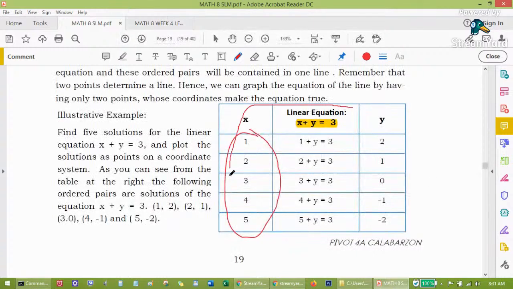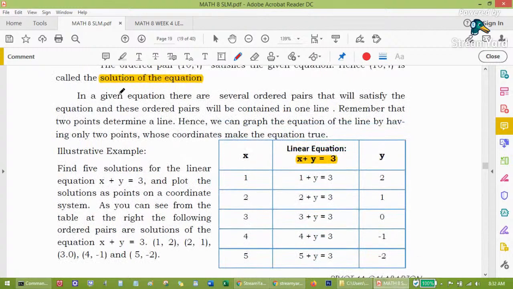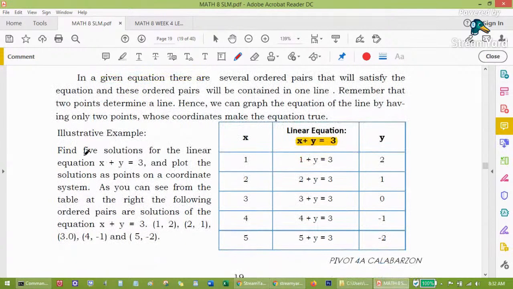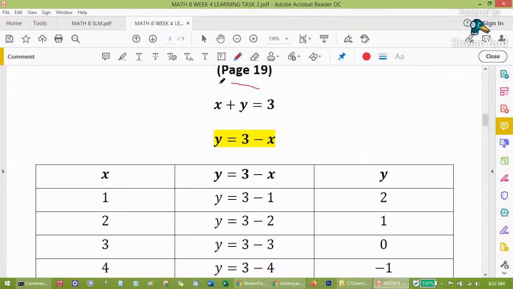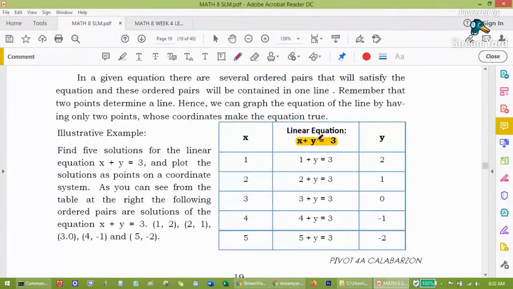So, ganun sinagutan to, no? According to the book. That's how you get the solution of the equation. So, dito, pinahanap sa atin, 5 solutions. So, binigay niya is 1, 2, 3, 4, 5. And then, paano natin nakuha yung y? Ginamit natin yung equation. But dito, yung equation is original form. Medyo mahirap malaman yung y, no?